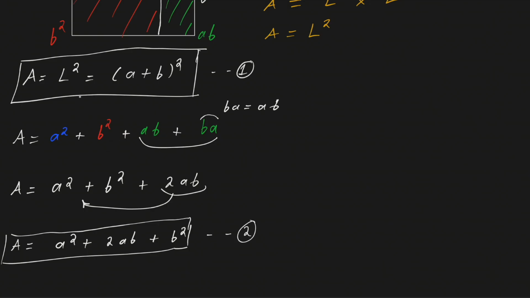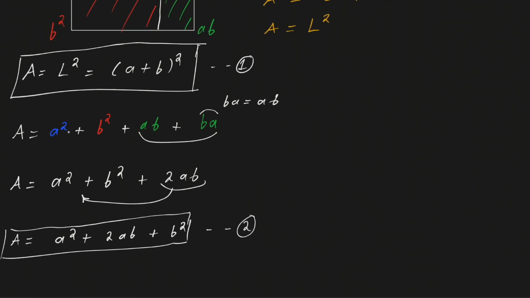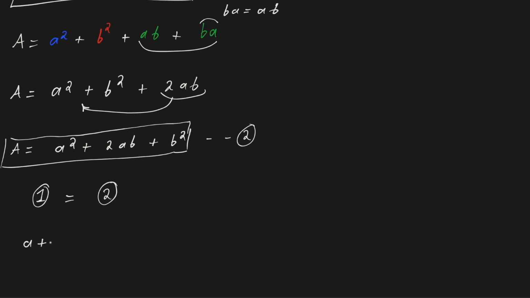And since both equation 1 and equation 2 relate to the area of the square, and since it's a constant, then equation 1 must equal equation 2. Hence we have a plus b squared is equal to a squared plus 2ab plus b squared.